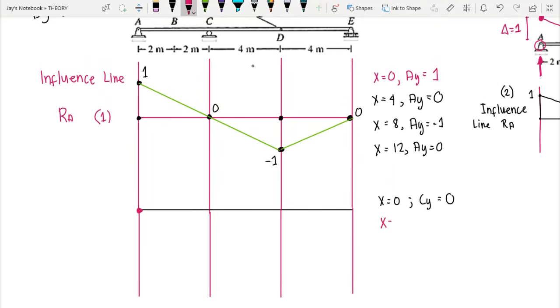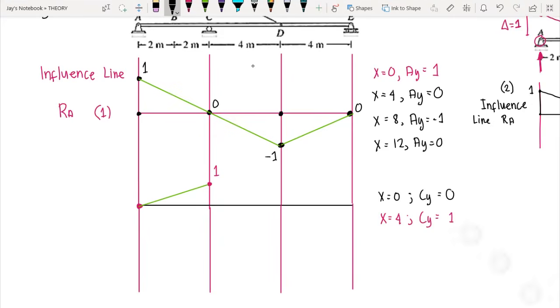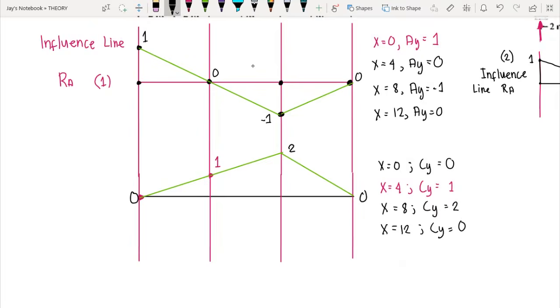Then when x is equal to 4, Cy is equal to 1, correct? So therefore, we draw here Cy is equal to 1. Then when x is equal to 8, we know that Cy is equal to 2. And for our x is equal to 12, Cy is equal to 0. So this would be the influence line for the reaction at C using static method.